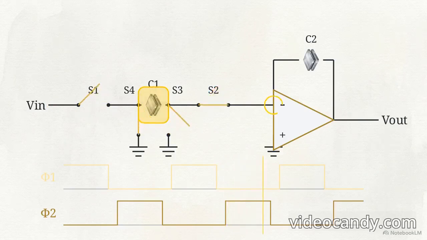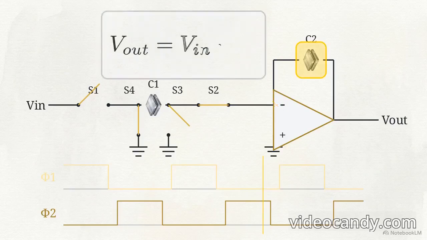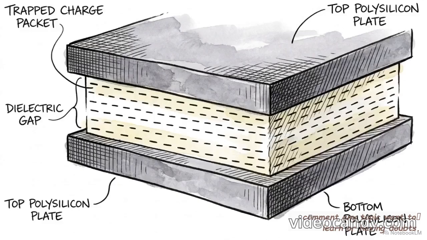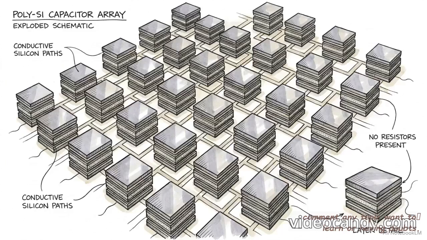Immediately after, the second set of switches closes. Because the op-amp maintains a virtual ground at its inverting input, that entire trapped charge packet is forced out of C1 and flows directly into C2. Because the op-amp input has incredibly high impedance, the charge literally has nowhere else to go. By strictly conserving that charge packet as it moves across the circuit, the resulting output voltage is determined purely by the ratio of C1 over C2.